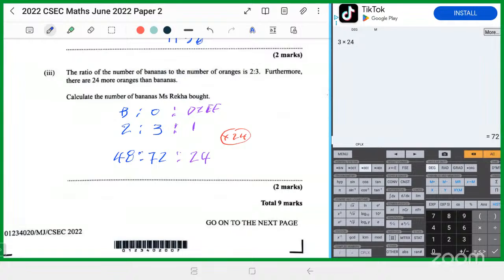And then you can answer anything. If you want the total number of fruits, it will be that. If you want the number of bananas, it is that. If you want the number of oranges, it is that. What did they ask us for? The number of bananas, which is this. Right? So from that number, we can just write 48 bananas.